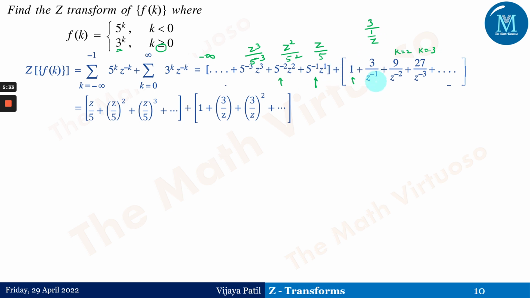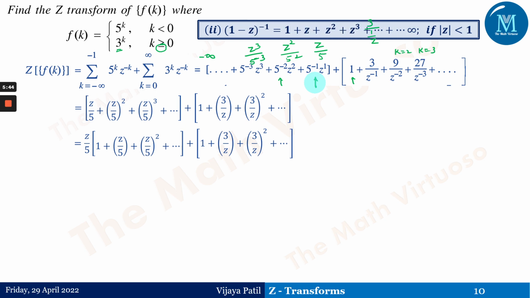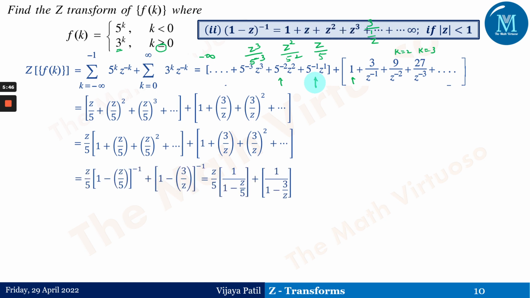So we are going to get 3 by z over here, and therefore we will be going ahead with this type of series everywhere. Because of that, we'll be getting this particular series. And if you observe here, this is 1 minus 3 by z. So it is inverse, and we'll be getting mod of z by 5 less than 1, and mod of 3 by z less than 1, because of this particular term.